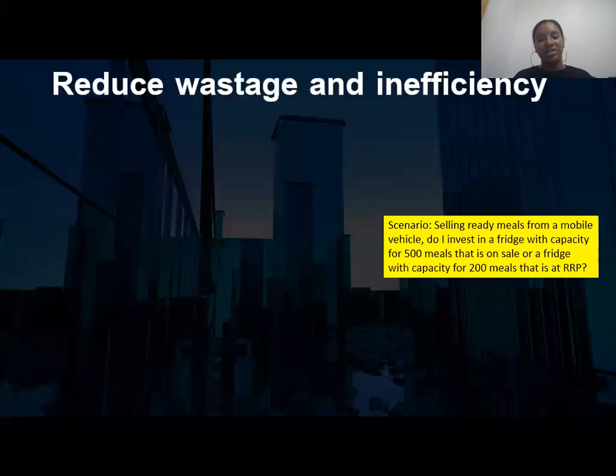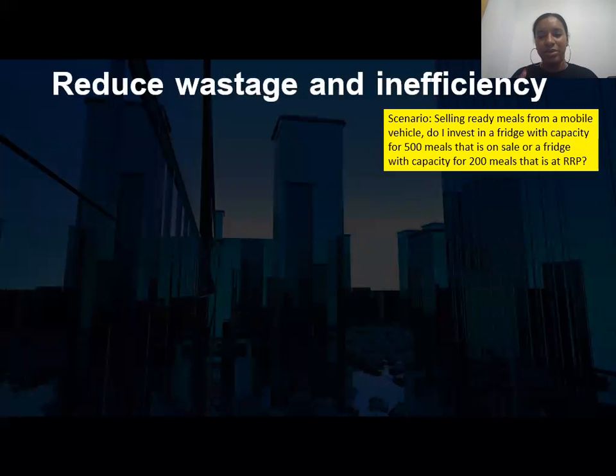Reduce wastage and inefficiency, quite similar to the earlier one, but I want to look at this with a very common scenario. This happens all the time. I've seen it with my own clients. I sell ready meals from a mobile vehicle. Do I invest in a fridge with a capacity for 500 meals that's on sale, or a fridge with a capacity for 200 meals that's selling at the current recommended retail price?